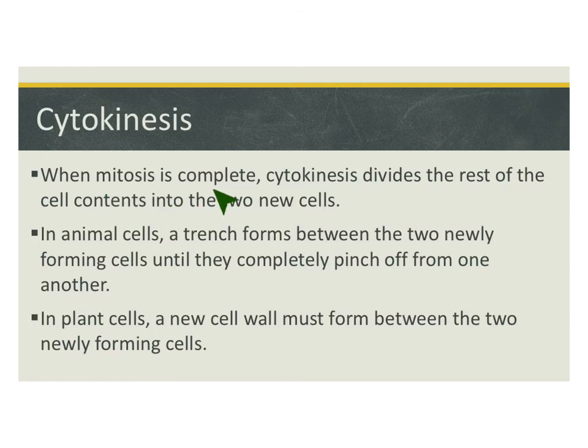And finally, when mitosis is complete, there's a process called cytokinesis. Cyto means cell, and kinesis means to move, so this is cells moving apart. This is the rest of the cell contents being divided into the two new cells. So far we've just talked about the nucleus being divided during mitosis. Now we have all the rest of the cell components being divided up. All the mitochondria, all the ER, everything has to be divided up. In animal cells, there's a trench that forms, and then it pinches off to form two new cells. In plant cells, a new cell wall has to be built between the two new cells. But either way, you get two new cells forming.